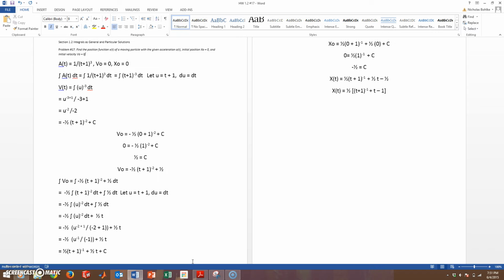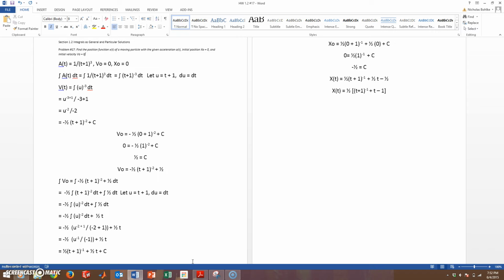We'll integrate that once more and get our position function. When we integrate our velocity function, we can break it up into two parts and get the integral of negative 1/2 times the quantity t plus 1 to the negative second plus the integral of 1/2 dt. We're going to pull that first negative 1/2 out front and then do another substitution where we let u be equal to t plus 1 and du equals dt. That simplifies down to negative 1/2 times the integral of u to the negative second dt plus the integral of 1/2 dt.